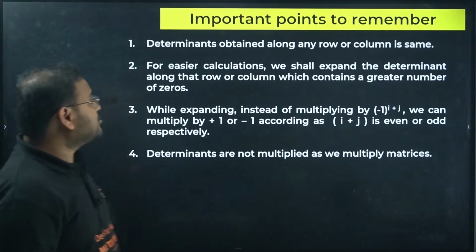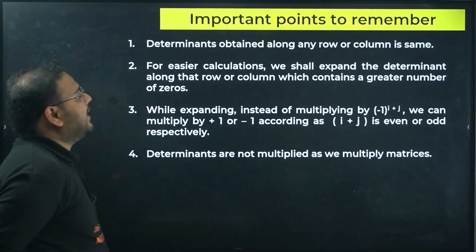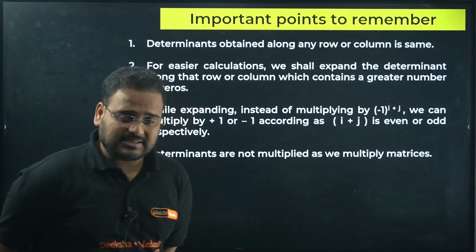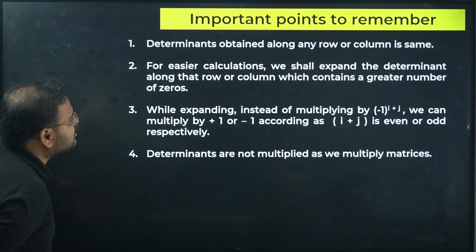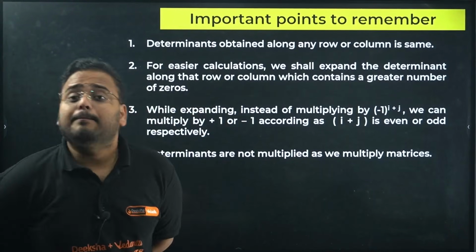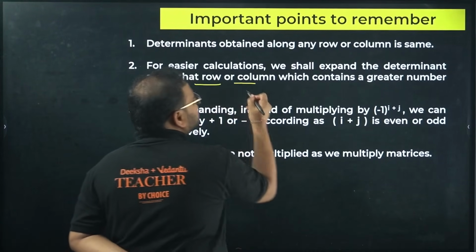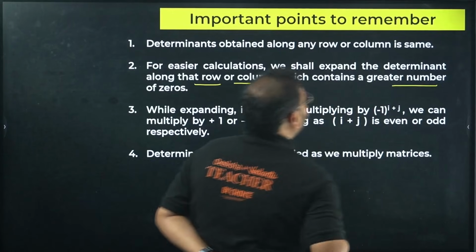Okay, important points to remember. Let's decode it one by one. Determinant obtained along any row or column is the same, as I mentioned already. For easier calculations, we shall expand the determinant across that particular row or column which has the maximum number of zeros.